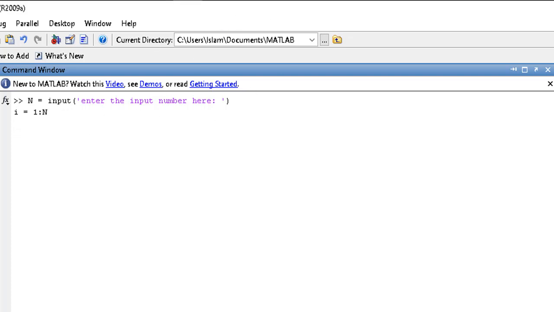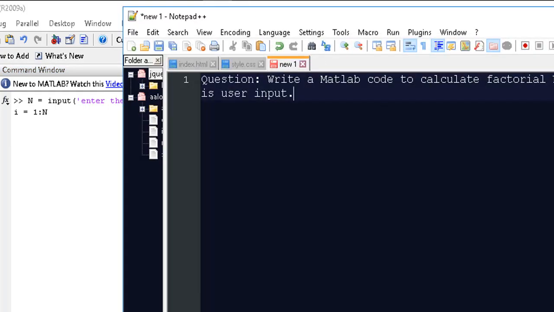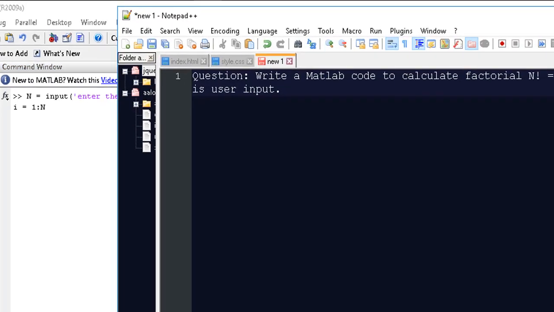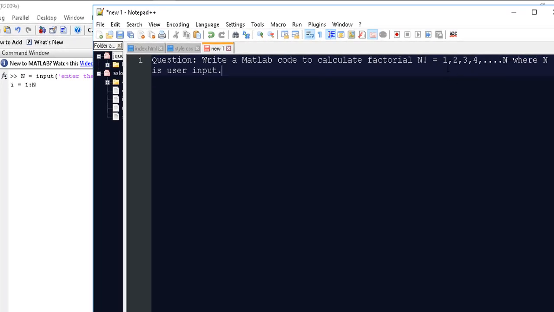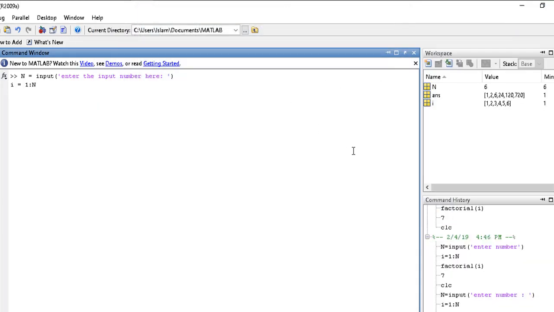Why will it go up to n? In the question the numbers go from 1 to n. Okay, 1 is the starting number in factorial, and n is any arbitrary number. Then I will press shift enter to go to the next line, and write factorial, then we call i, not n, in factorial. This is the built-in function of MATLAB. Then I will press enter.